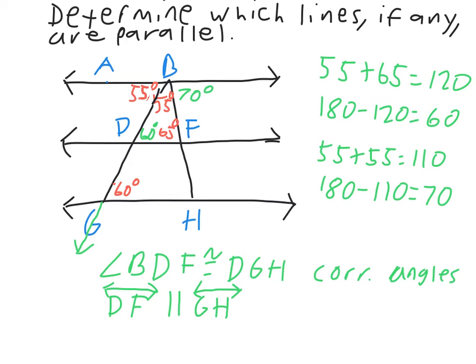So if they're alternate interior angles and these two lines were parallel, then these should be congruent. However, this angle is 65 and this is 70. So that means they're not congruent, so these two lines are not parallel. So AB and DF are not parallel to each other. So to answer this question, the only two lines that are parallel are DF and GH.